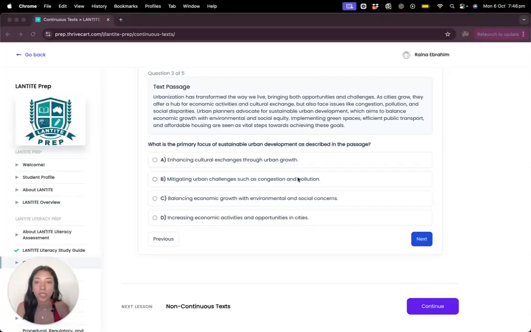Okay, let's look at the question again. What is the primary focus of sustainable urban development as described in the passage? So urbanization has transformed the way that we live, bringing both opportunities and challenges. As cities grow, they offer a hub for economic activities and cultural exchange, but also face issues like congestion, pollution, and social disparities. Urban planners advocate for sustainable urban development, which aims to balance economic growth with environmental and social equity. Implementing green spaces, efficient public transport, and affordable housing are seen as vital steps towards achieving these goals. So what is the primary focus of sustainable urban development?